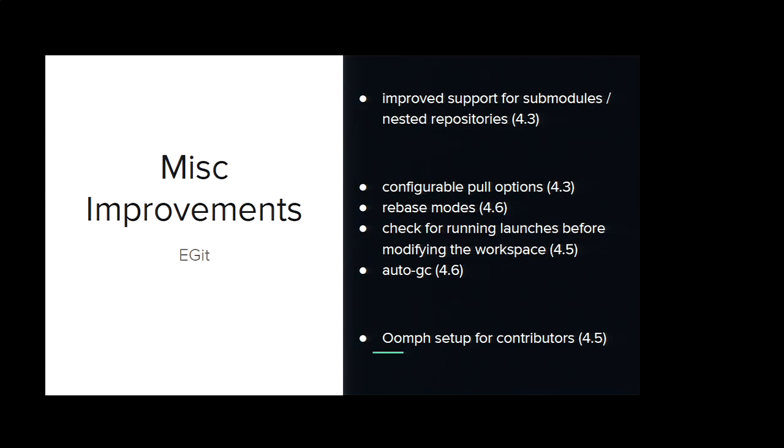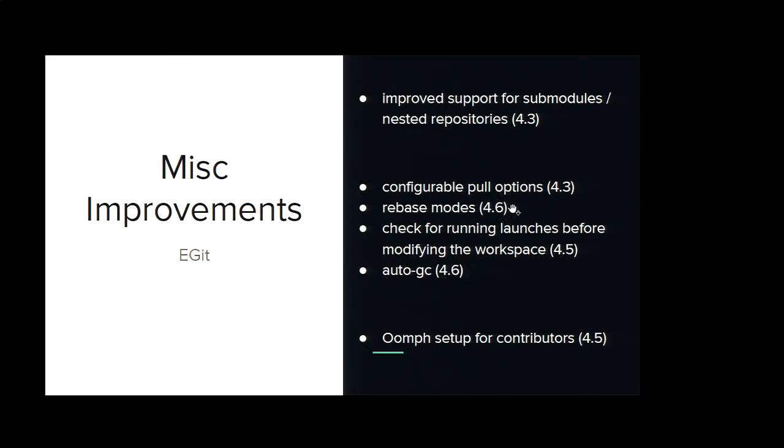There were quite some more improvements. So we heavily improved the support for submodules and nested repositories. Earlier, you could only use submodules if for each submodule you have a separate Eclipse project. This was really nasty. So I mean, you don't want to just introduce Eclipse projects because EGit needs them. So now this works without the need to have a project on each submodule.